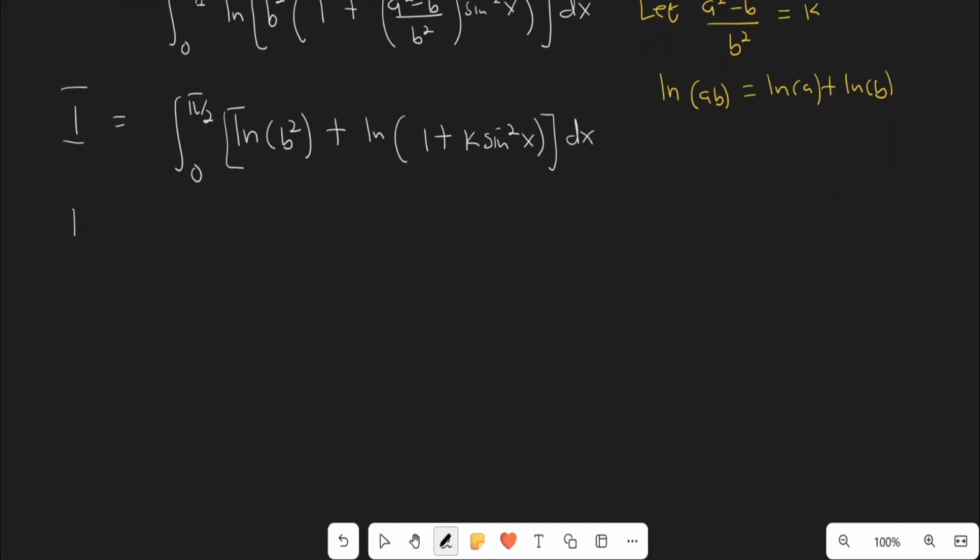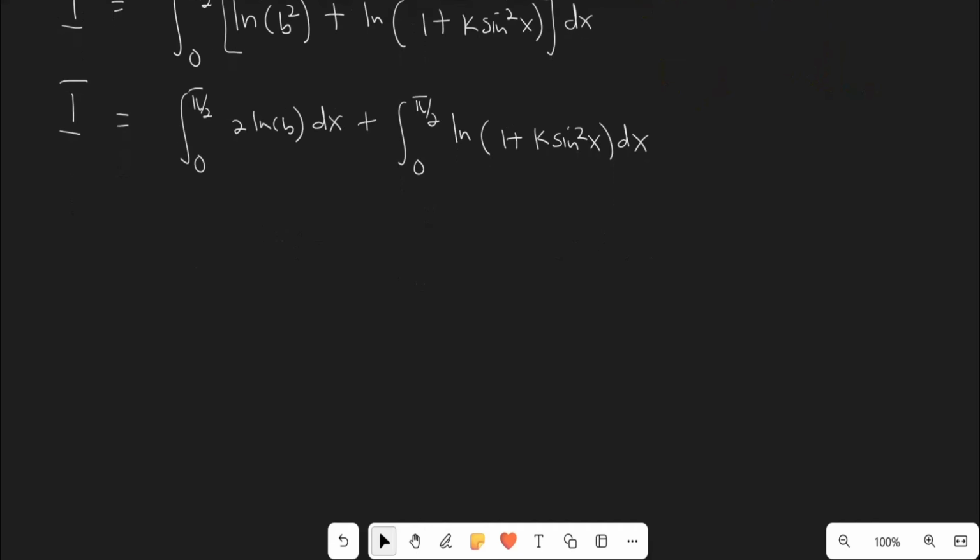Alright, so now let's split this one into two different integrals. Using the power rule of logarithm, that can be written as this: the integral from 0 to pi over 2 of 2 times the ln of b, and then dx, plus the integral from 0 to pi over 2 of the ln of 1 plus k times sine squared of x, and then dx. These are the two different integrals.